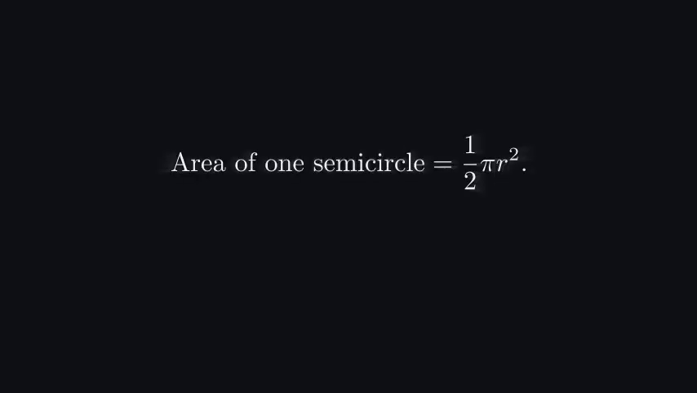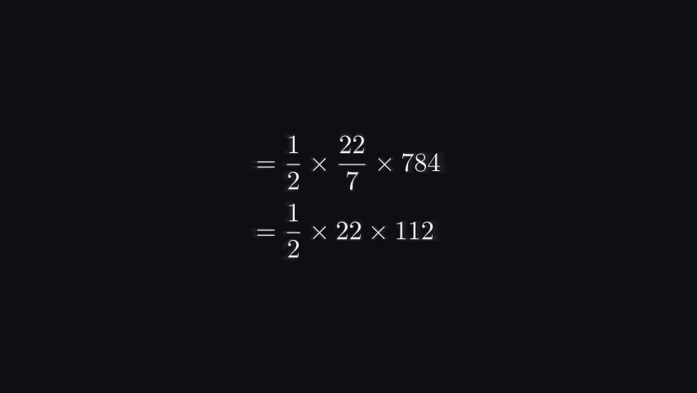Use the area formula. Area of one semicircle equals 1 over 2 pi r squared. So this simplifies to equals 1 over 2 times 22 over 7 times 28 squared, which equals 1 over 2 times 22 over 7 times 784, which equals 1 over 2 times 22 times 112.